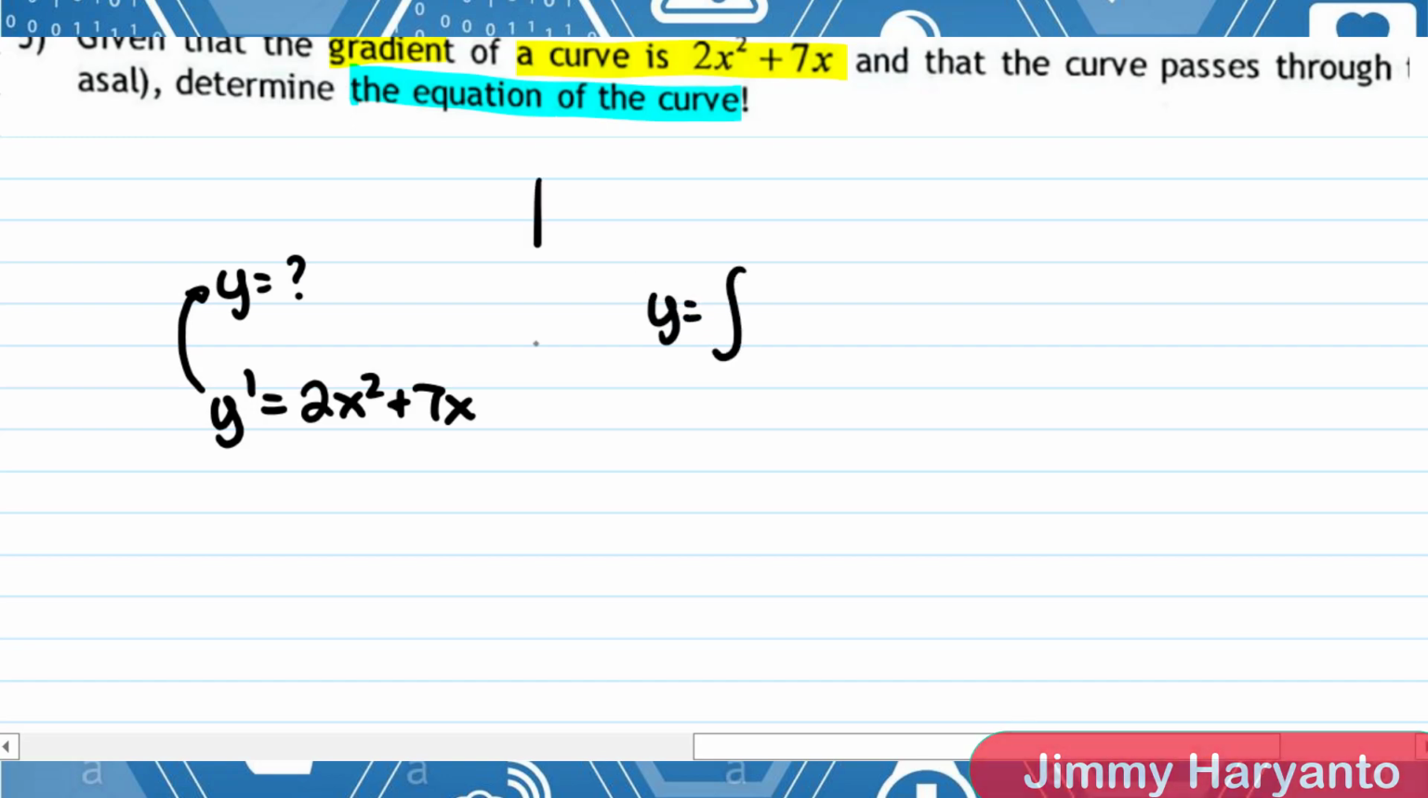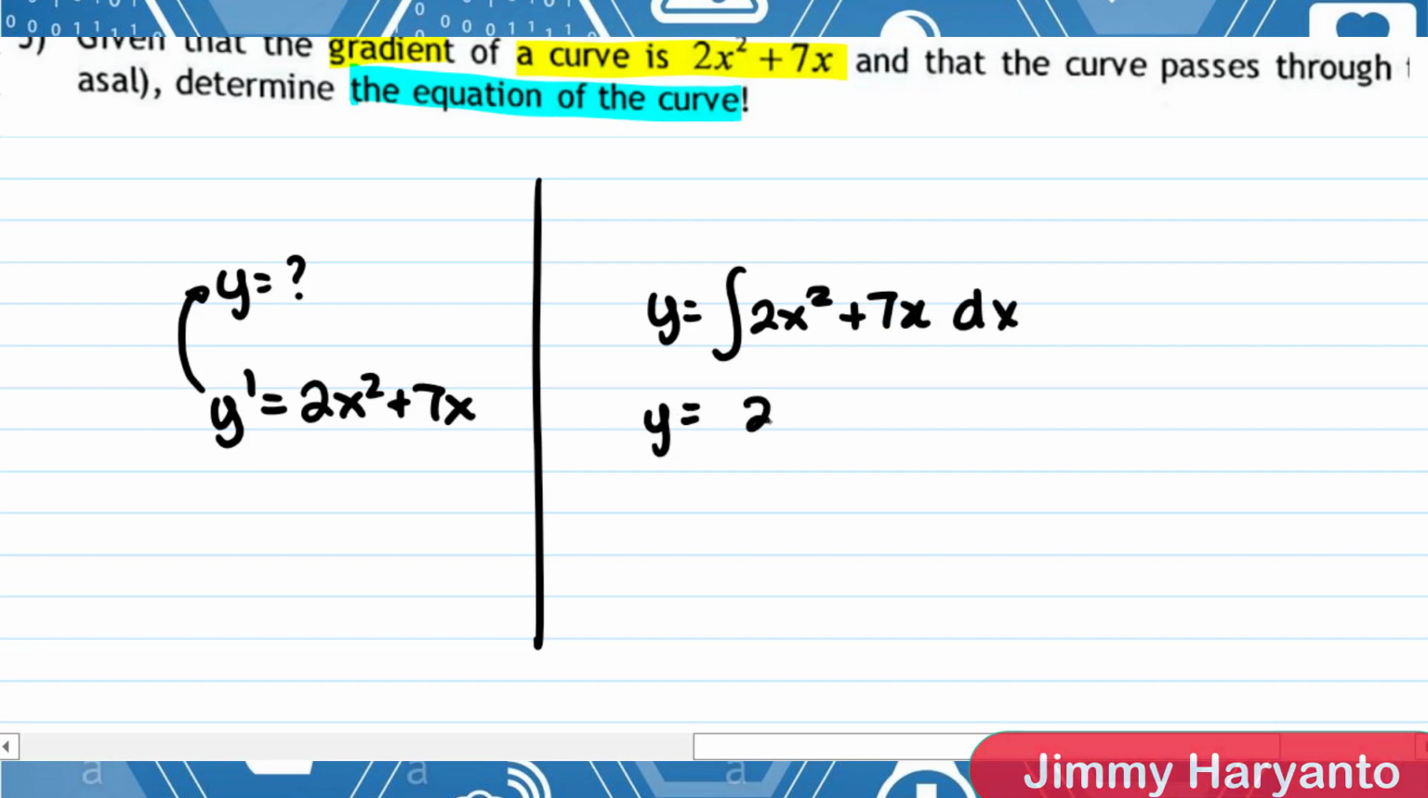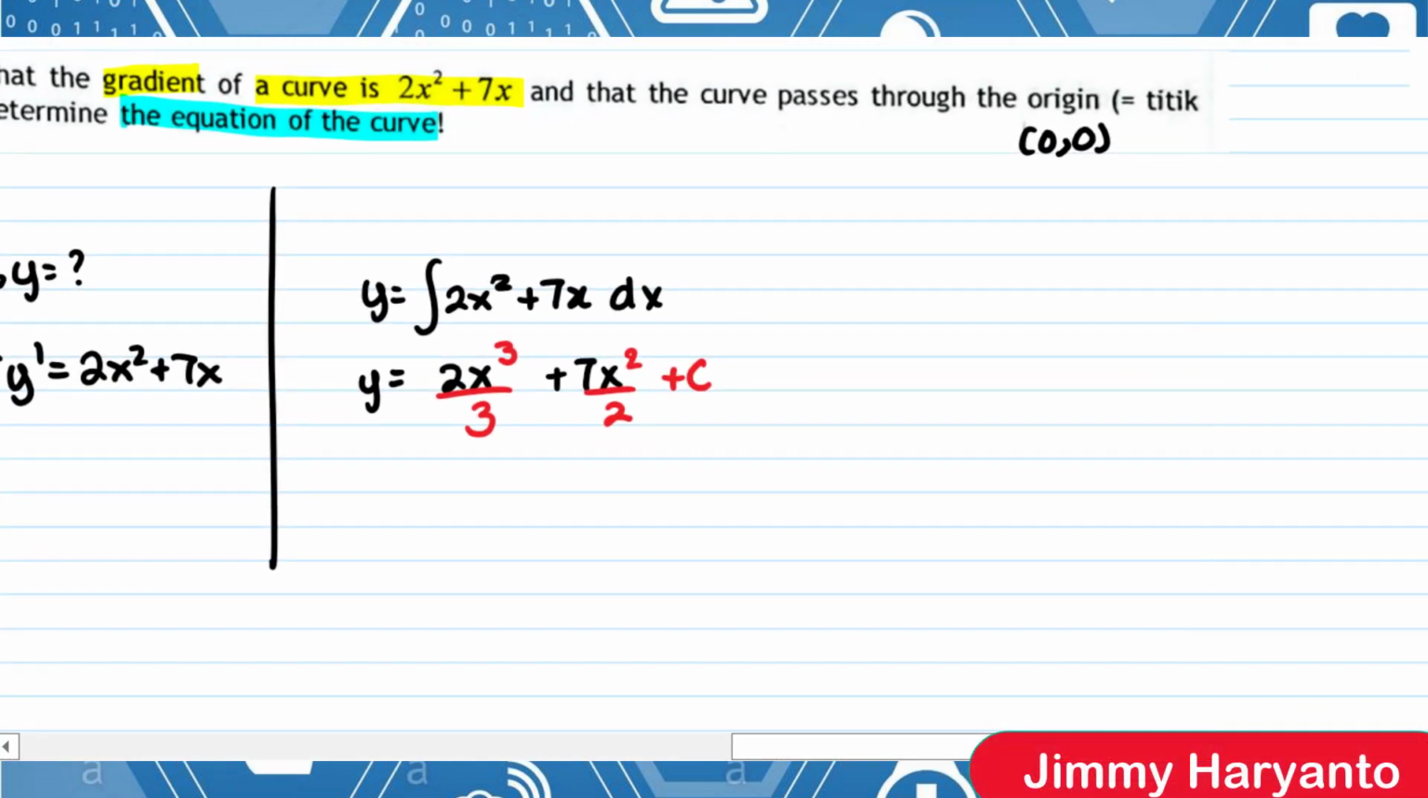y equals the integration of the y-axis. It will be the integral of 2x squared plus 7x dx, and then you can integrate it directly: 2x to the power of 3 over 3, and then for the next one, 7x to the power of 2 over 2, and then don't forget the plus c.